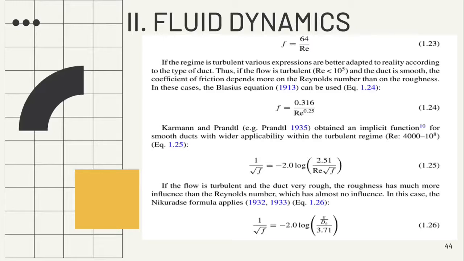If the flow is turbulent, Re is less than 10^5, and the duct is smooth, the coefficient of friction depends more on the Reynolds number than on the roughness. In this case, the Blasius equation, 1913, can be used, shown below. If the flow is turbulent and the duct very rough, the roughness has much more influence than the Reynolds number, which has almost no influence. In this case, the Nikuradse formula applies, shown below.